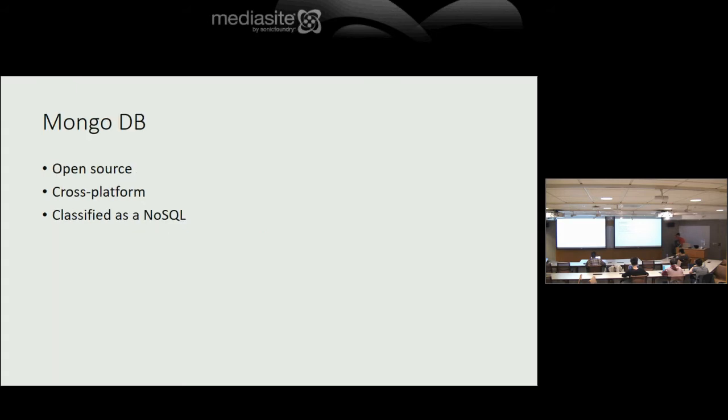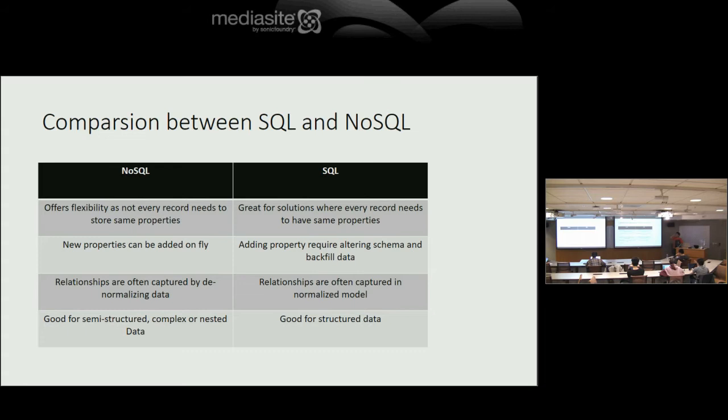Next one is MongoDB. It's open source and cross platform. It's also classified as a NoSQL database. So then I want to compare the SQL database with the NoSQL database that MongoDB uses. Data in a NoSQL database is more flexible than in a SQL database, and easier to retrieve. For the SQL database, all records have the same properties, but the flexibility of SQL is less than that of the NoSQL database.